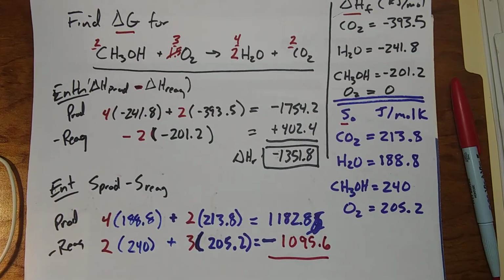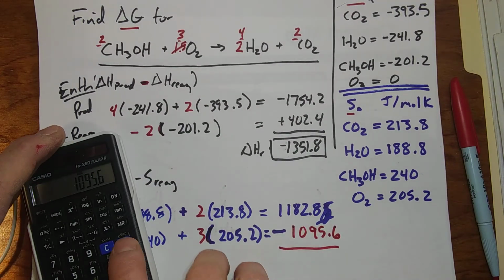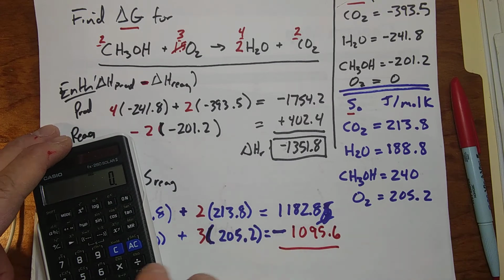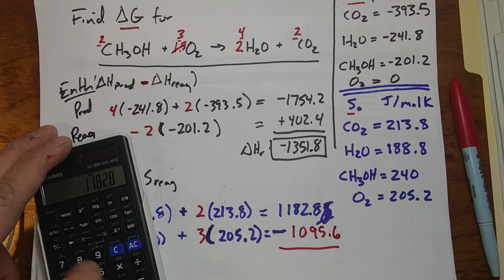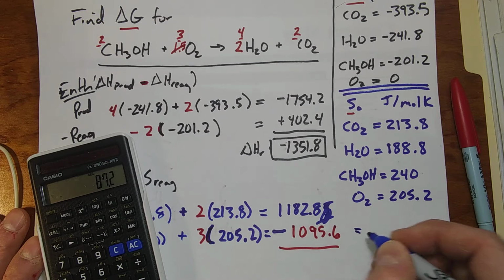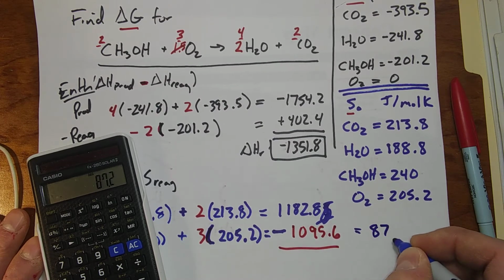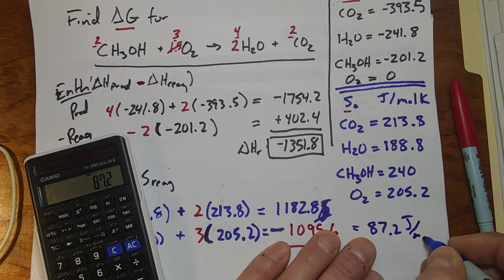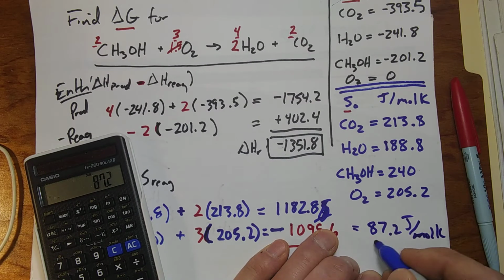So if we take the equation there, this product's S value minus the S for reagents, we should get our S for the reaction, entropy change for the reaction. So we get an entropy increase of 82.7, and I'm just going to go ahead and write it in joules per mole per Kelvin.